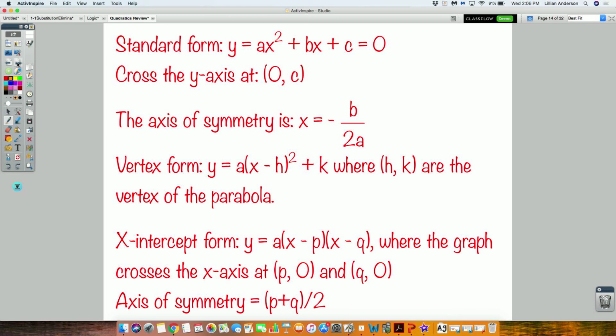Vertex form, y equals a, x minus h squared plus k, where h and k are the vertex of the parabola. It was called vertex form because remember, h and k is the vertex, so you always know that piece right away. And then the axis of symmetry, which is always the x-coordinate of the vertex. And lastly, x-intercept form. You knew right off the bat what the x-intercepts were, and you can always find your axis of symmetry by doing the sum of your x-intercepts divided by 2.